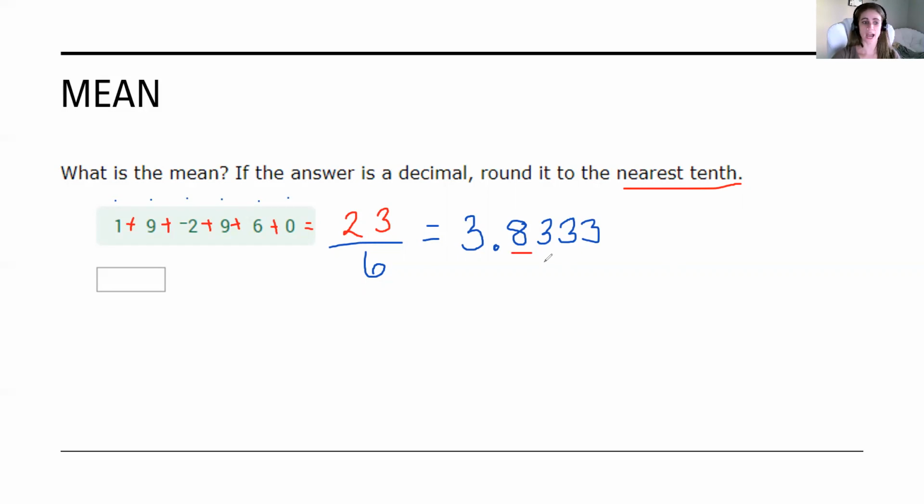When you're rounding, after you see what you need to round to, you look at the number immediately after it, and that tells you whether you'll round up or whether you'll round down. In this case, it is a 3, which is less than 5. We are going to round down to the answer of 3.8. That is our mean.